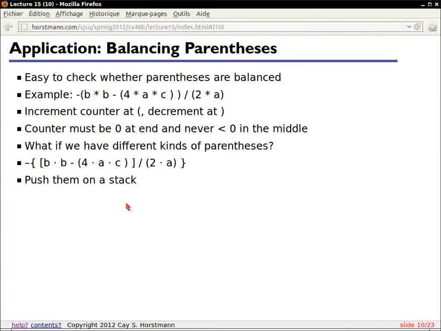So at first glance you say, well, balancing parentheses, that's trivial, right? All you do is you count the number of open parentheses, in this case it would be 1, 2, 3, and you count the number of closing parentheses, they're also 3, so it must be balanced, right? 3 open, 3 closed. But of course it's not quite as simple. If you look at this expression here, it's not actually balanced because, or is it? No, this one is.